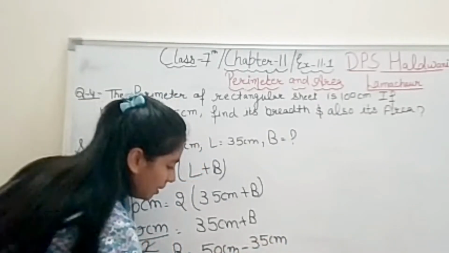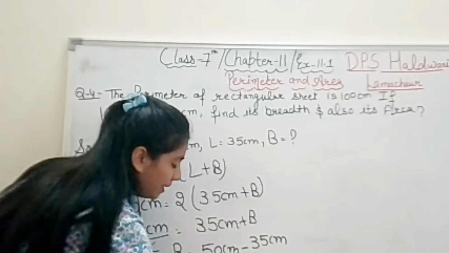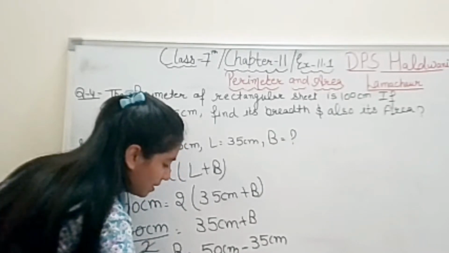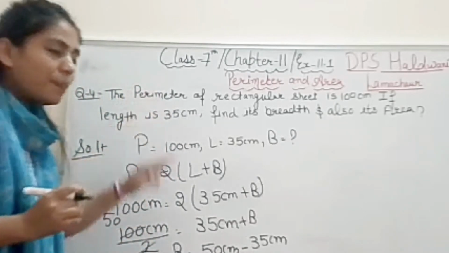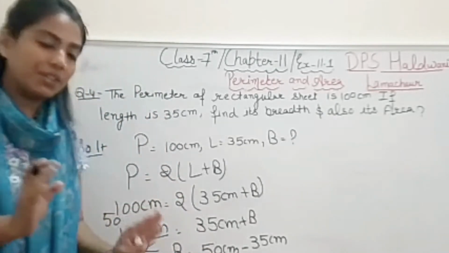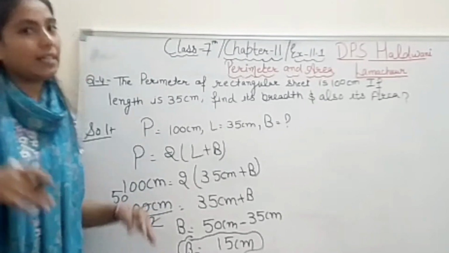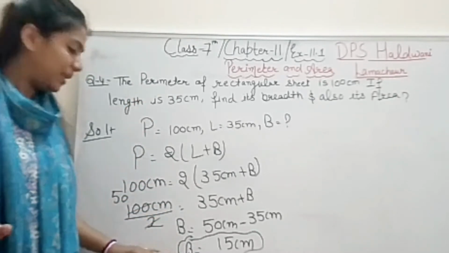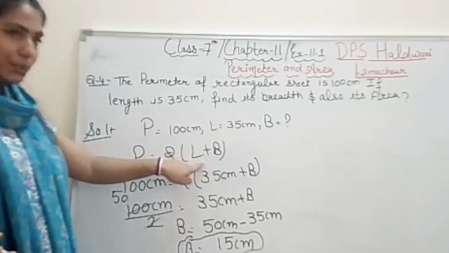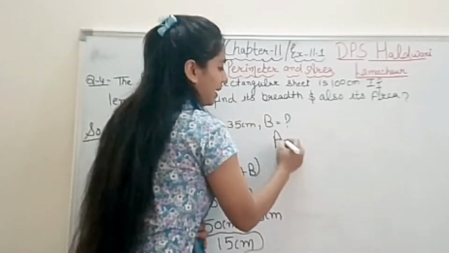So 50 minus 35, that is 15 centimeters. So breadth is equal to 15 centimeters. See, in such types of questions we only have calculation. Our calculation should be correct. That's it, student. The rest of the part is formula only. Now breadth you know, length you know. Now area you will easily find out.